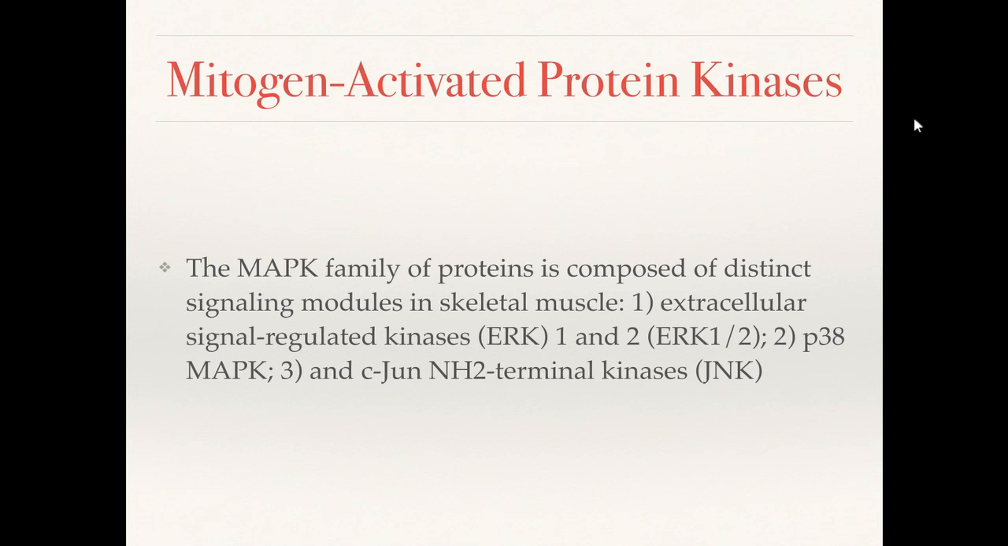One of the last topics I want to talk about is called the Mitogen-Activated protein kinase pathway. One of the key molecular guys in our lab, Ned Erk, is interested in this pathway. And so the MAPK family of proteins, basically they're comprised of distinct signaling molecules in skeletal muscle. These include extracellular regulated kinases, 1 and 2. They include P38 MAPK and C-Jun NH2 terminal kinases, or JNK. So we call these ERK1 and 2, P38 MAPK, or mitogen activated protein kinase, and JNK. This family of proteins is called the mitogen-activated protein kinases.